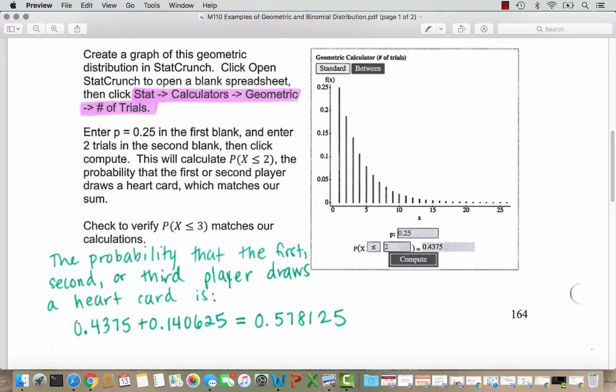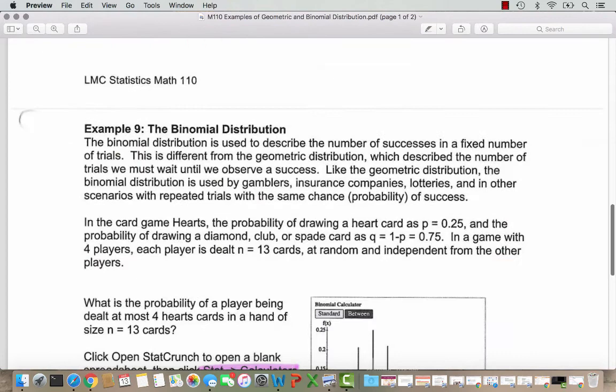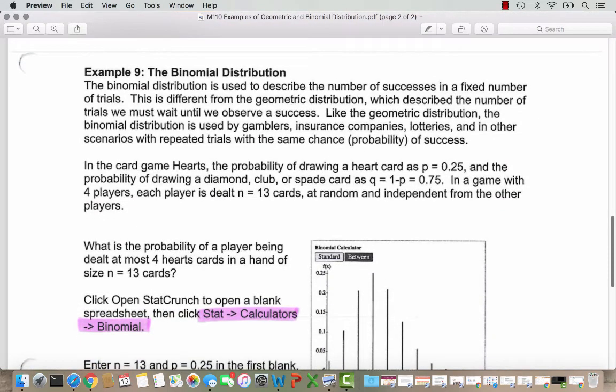Our next example takes a look at the binomial distribution. The binomial distribution is used to describe the number of successes in a fixed number of trials. This is different from the geometric distribution, which describes the number of trials we must wait until we observe a success. Like the geometric distribution, the binomial distribution is used by gamblers, insurance companies, lotteries, and in other scenarios with repeated trials with the same probability of success.